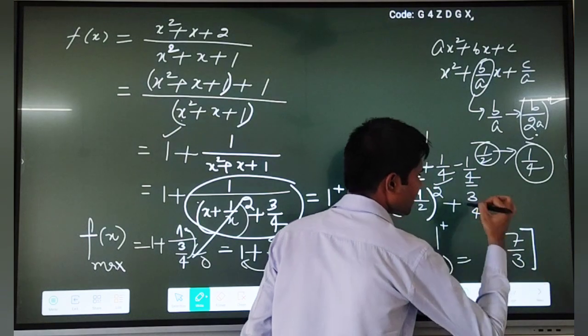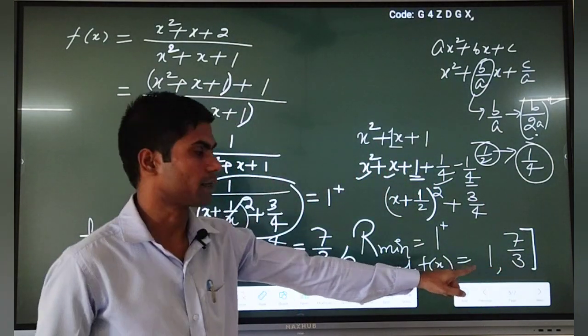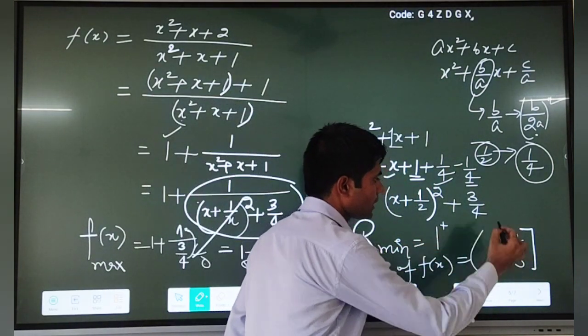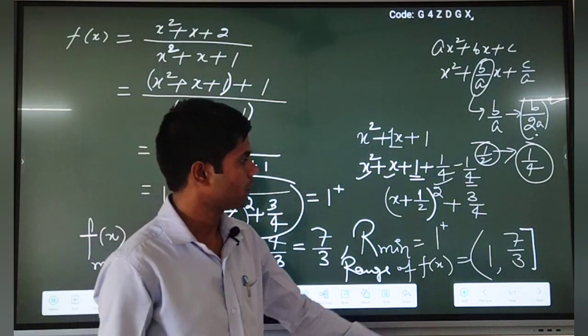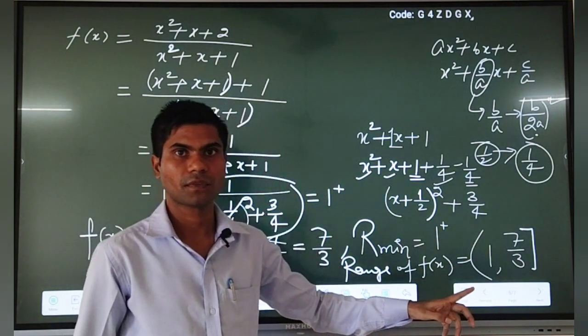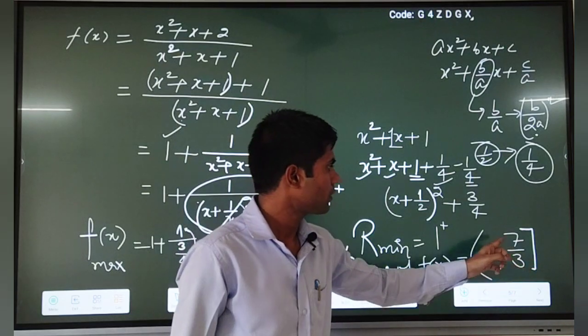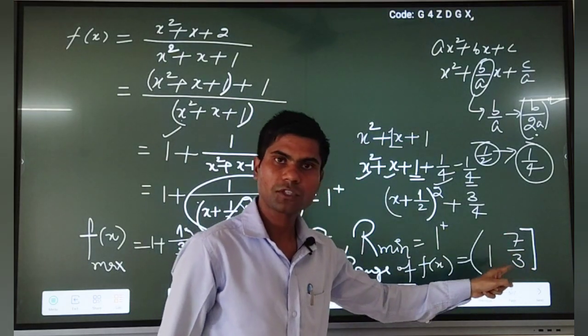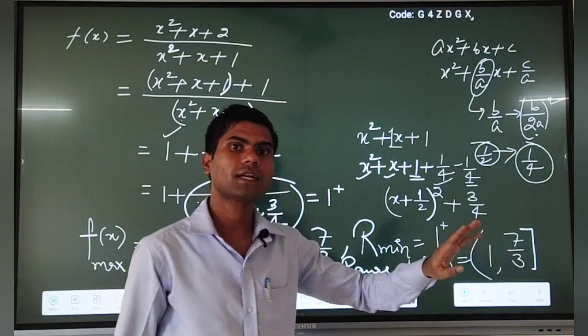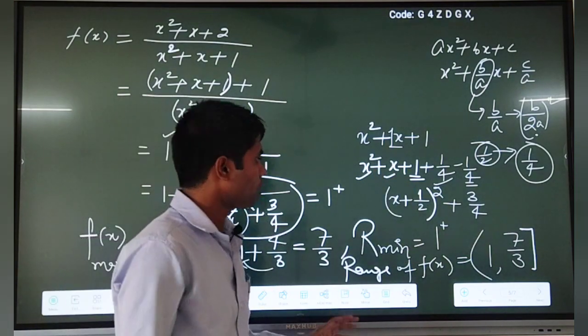Maximum value means here we can apply a square bracket, but at 1 we apply a small bracket because 1 is not included. Greater than 1 and 7 by 3 is also possible, and between these two values there are so many values possible. Okay student.